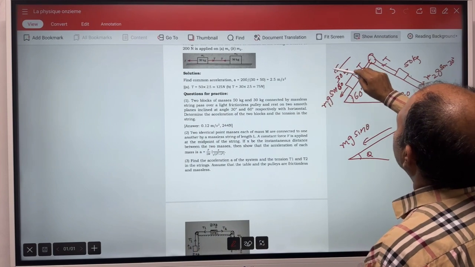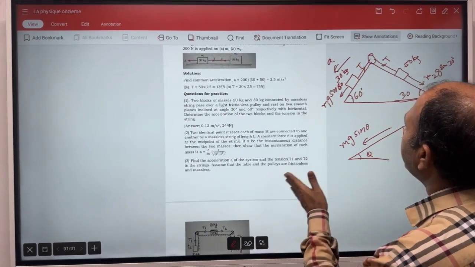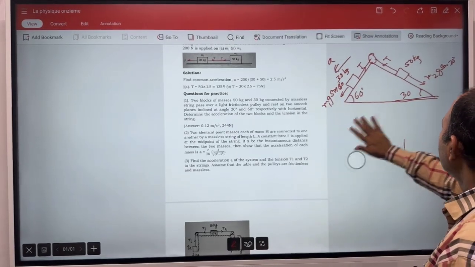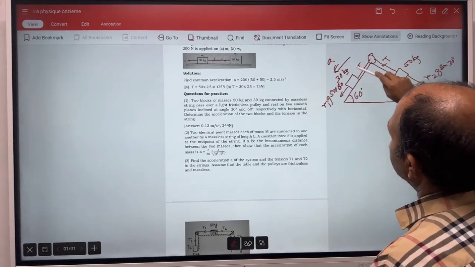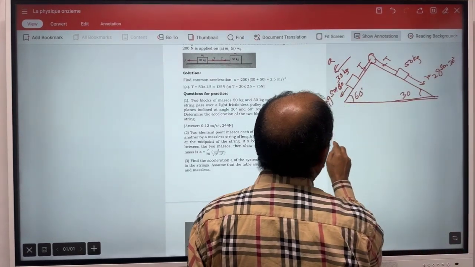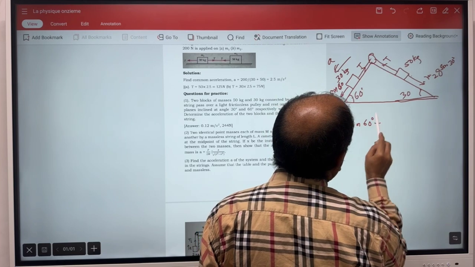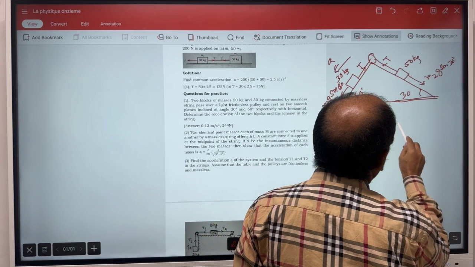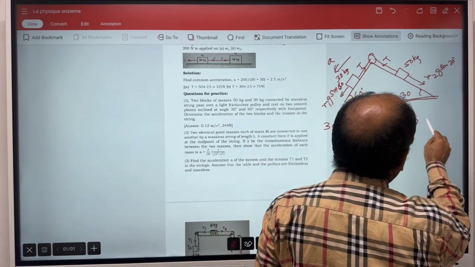Imagine that the object moves in this direction with acceleration a. Later on, if our assumption is wrong, then a will be negative. That does not matter. So let's see what the net forces are. In this direction there is tension, in this direction mg sine theta. So we can write 30 g sine 60 degrees minus tension is causing motion in a 30 kg object, so 30a.